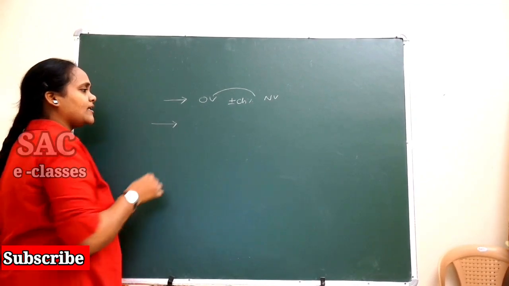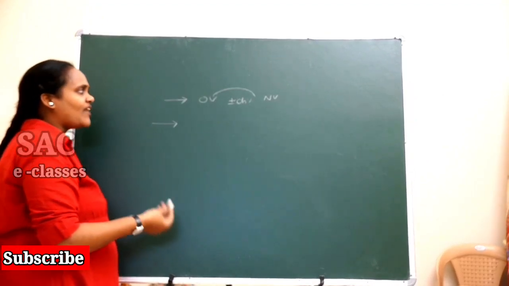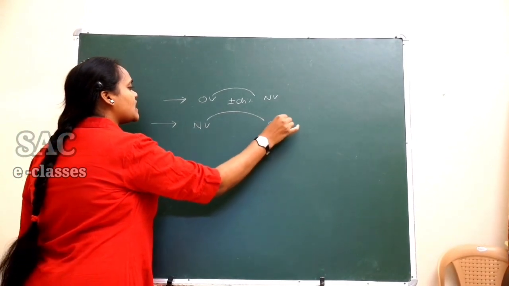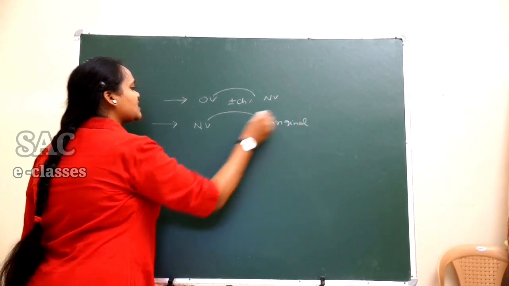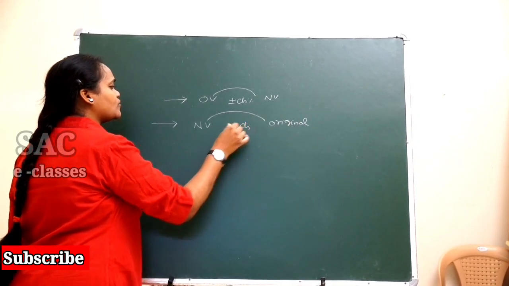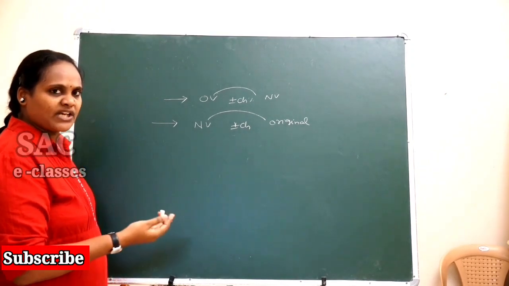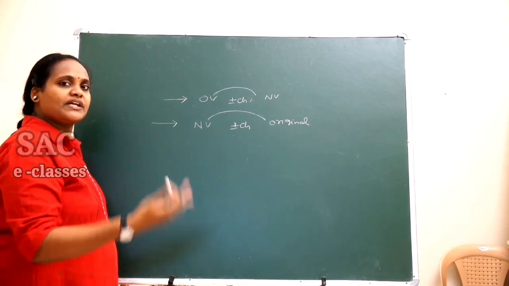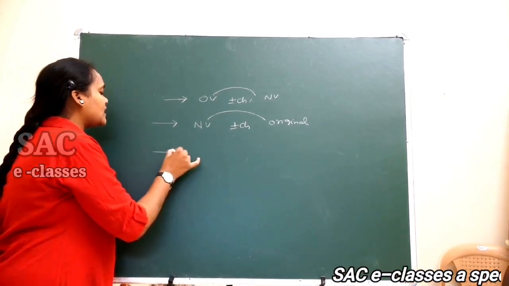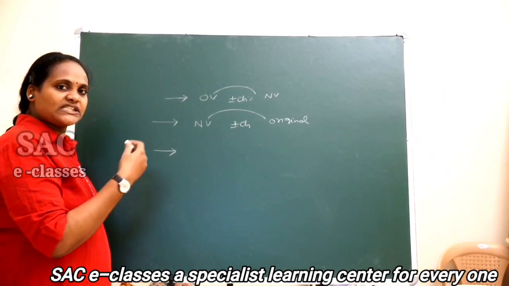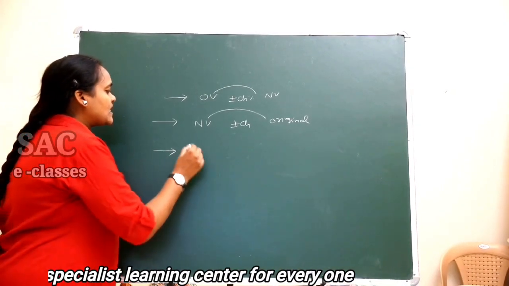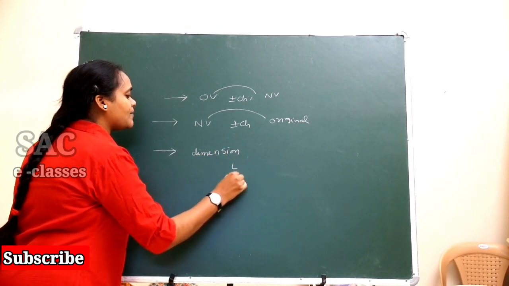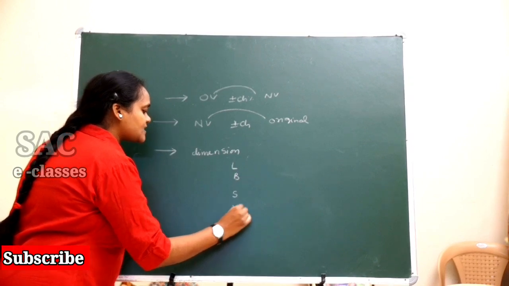The second thing is, whenever the new value is given, how to find the original value when it has undergone some change, either positive or negative. A positive or negative change means it is increased by some percent or decreased by some percent. And the third thing is, whenever changes happen in the dimensions of geometrical figures, that means length and breadth, sides, and the radius of a circle.